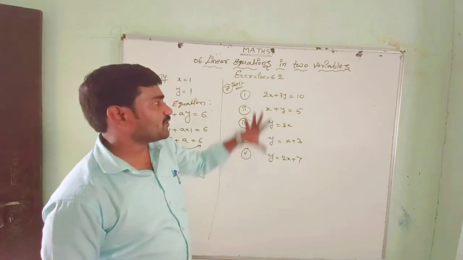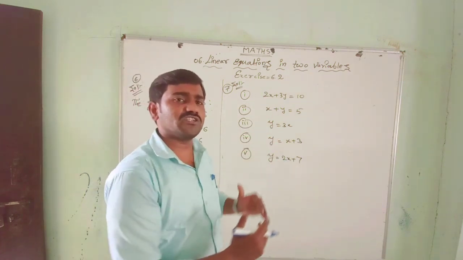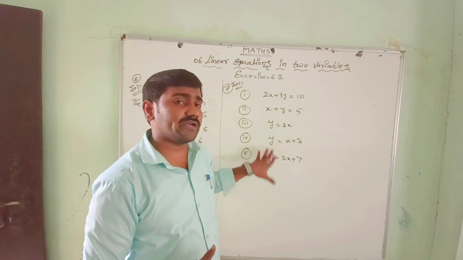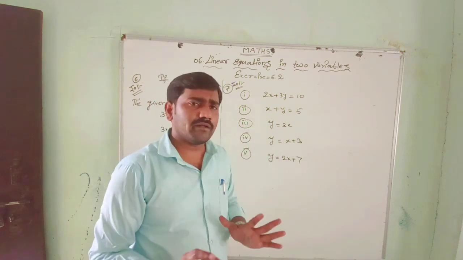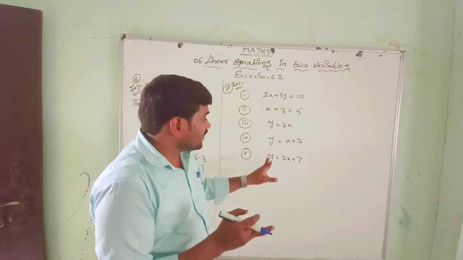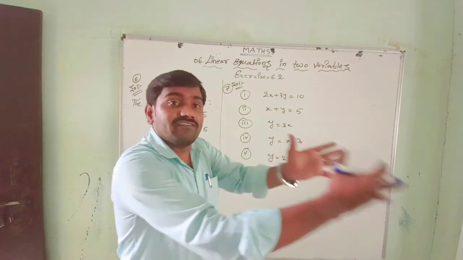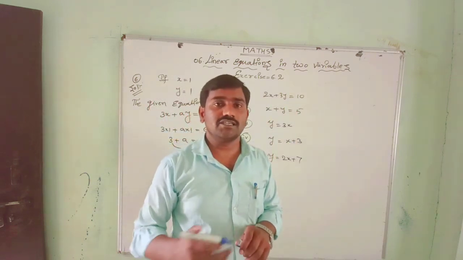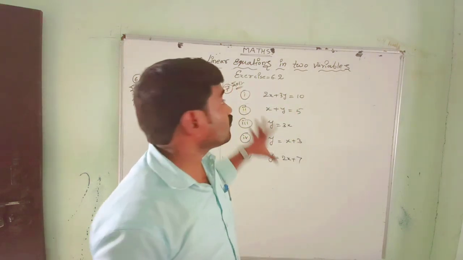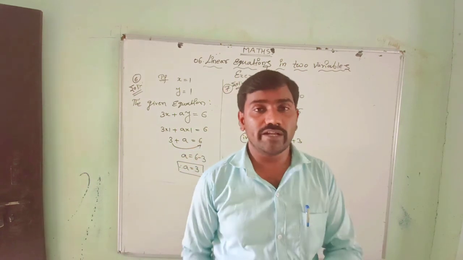Take these examples and find out 3 solutions for each and every linear equation in 2 variables. Make a table. First the x values, your wish, you assume any number. That x value you put in the y equation, you will get a y value. This x comma y value is a solution. That's it, children. I hope you understood how to find the solutions of a linear equation in 2 variables.